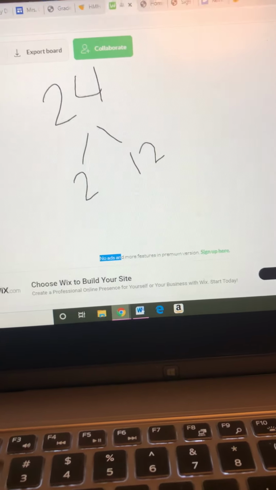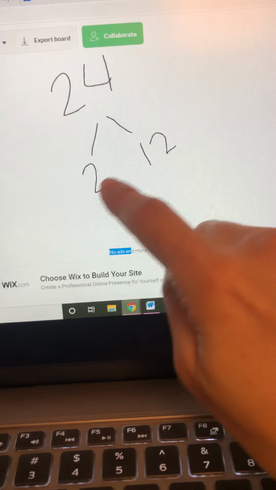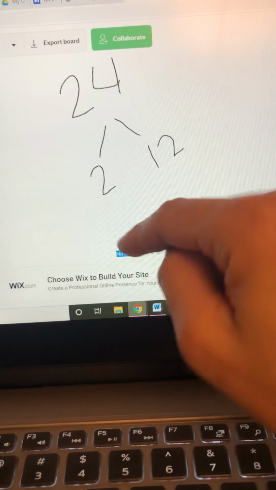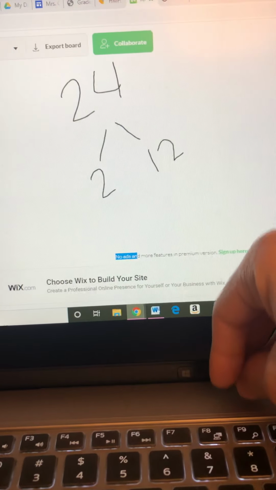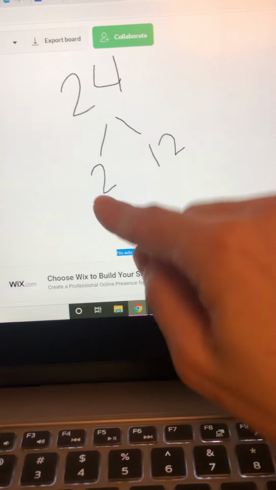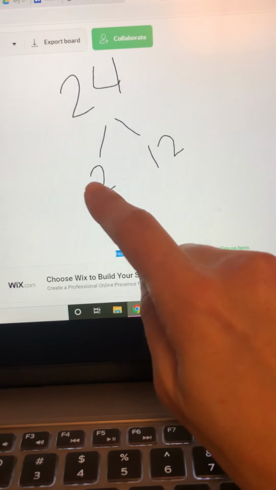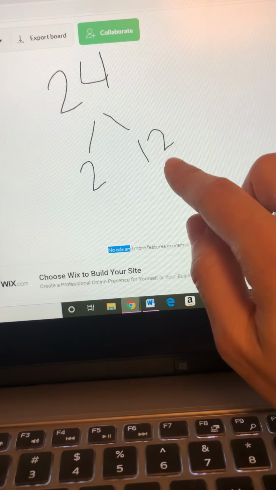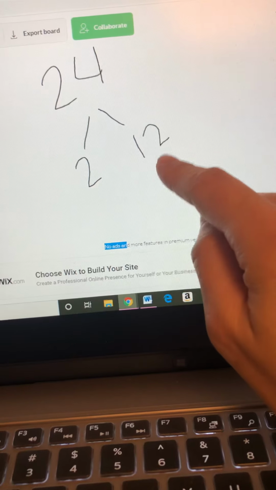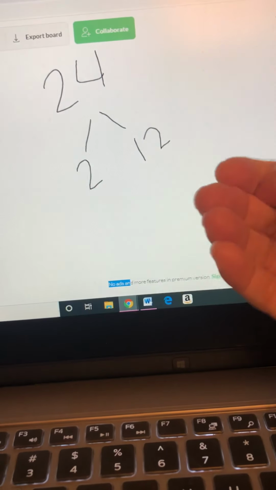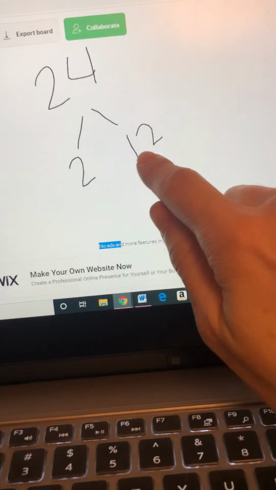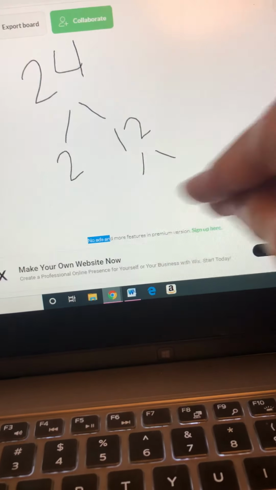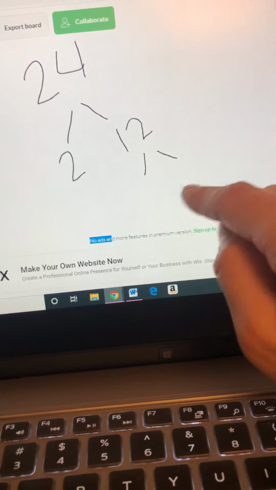Now, the goal is to continue factoring out each number until you get prime numbers. Now, what are prime numbers? Remember, prime numbers are any numbers that only have 1 times itself. So 2 is prime. Why? Because the only factors of 2 are 1 times 2. 12 is not prime because it is composite, okay, which means that it's got more factors than 1 times itself. So for 12, we can think of 2 times 6, 3 times 4. You can use any one of those that you'd like, any combination that equals 12.